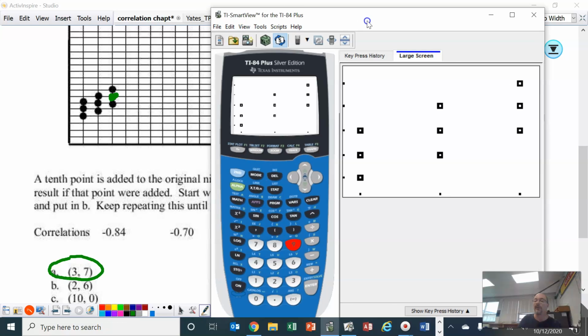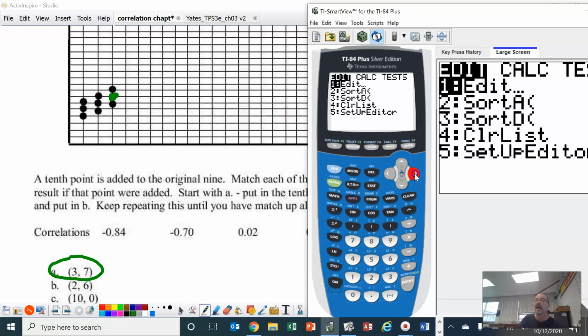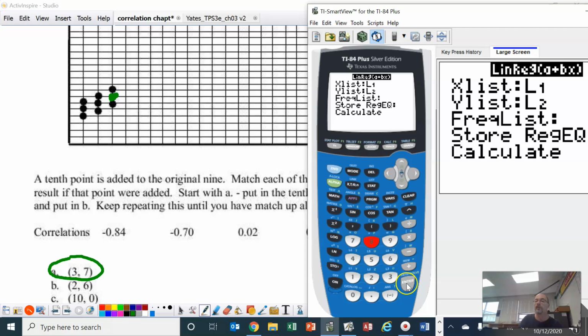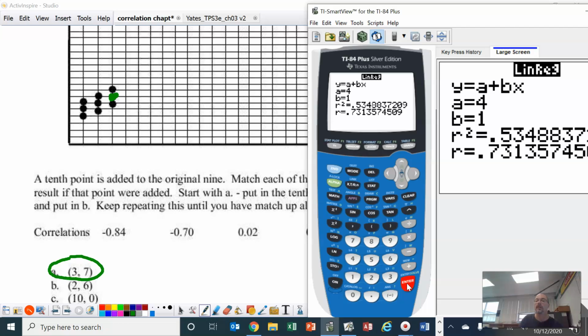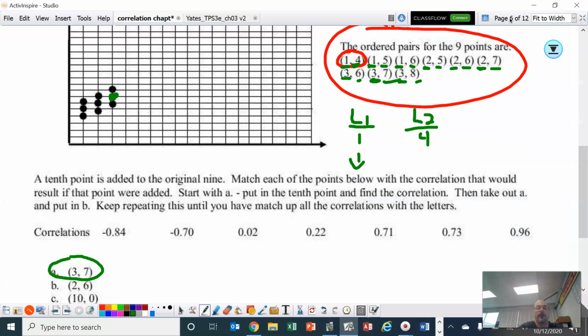Now I can't tell that I put that extra dot 3, 7 in there. However, the correlation might or might not change. Let's find out. So stat calculate number 8. So I added that 3, 7 in. Did it change the correlation? Yes, it did. The correlation is now 0.73. Okay, so adding that dot in made it a little bit stronger.